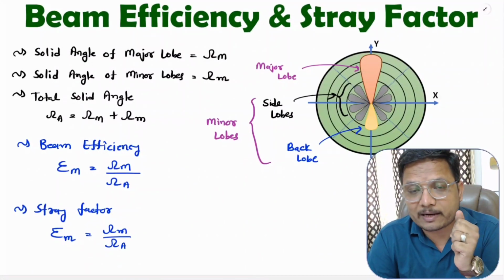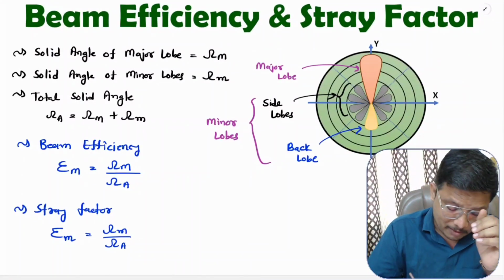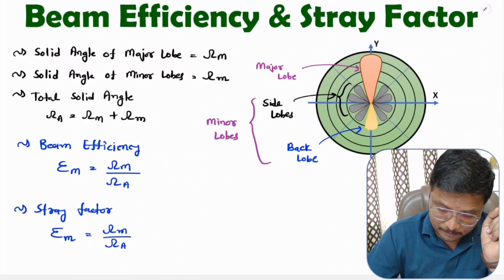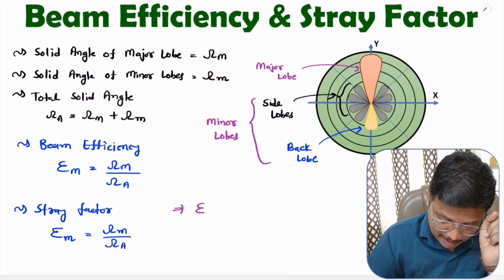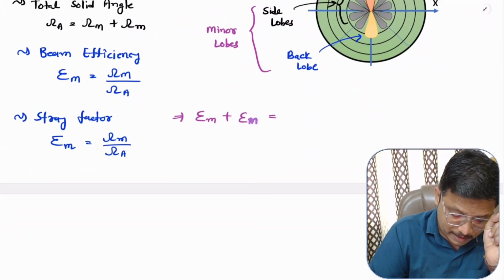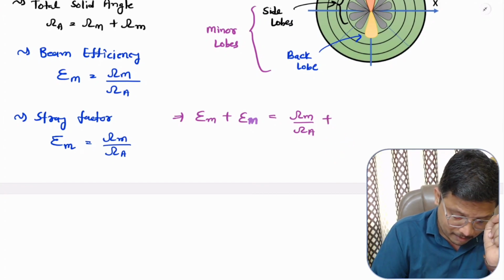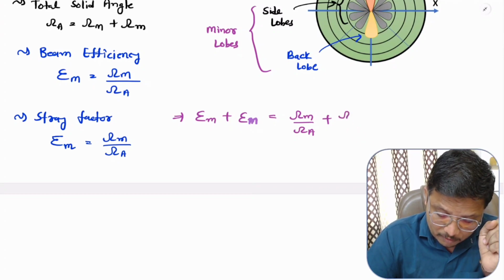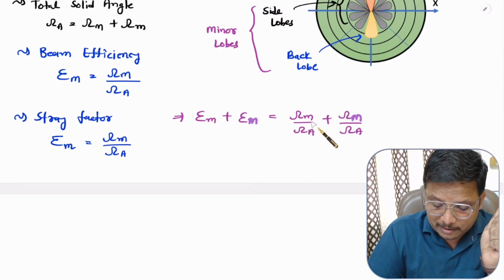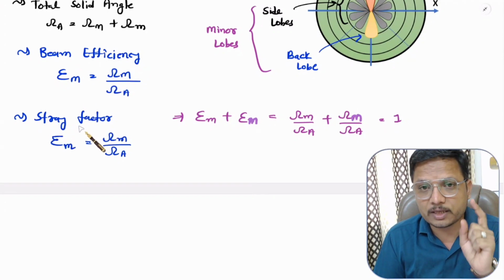So beam efficiency and stray factor one can calculate based on the solid angle of major lobe and solid angle of minor lobe, right? Now if you add beam efficiency and stray factor, then you will get unity. Let me explain how. See, if you add E small m plus E capital M, then you will get unity only. Why? The reason is, E of small m is rho of small m divided by rho a, and E of capital M is rho of capital M divided by rho a, where rho a is rho M plus rho small m. So here that gets cancelled and you get 1. So beam efficiency plus stray factor equals unity, right?